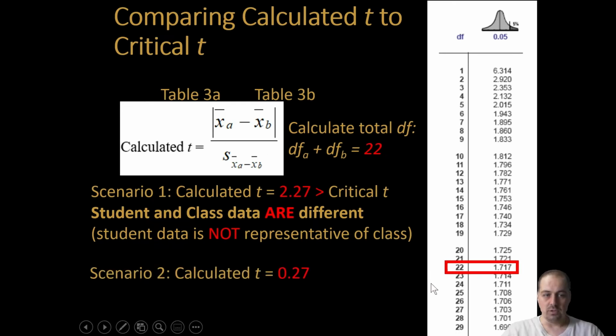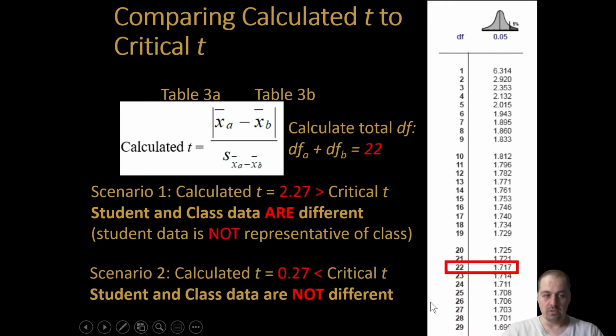And for scenario 2, let's say your calculated t-value was 0.27. This is obviously lower than your critical t. And what this means is that your student and class data are not different, or in other words, your student data is an actual representative random sample of your class data. Again, that's important. You're going to be including one of these in your report.